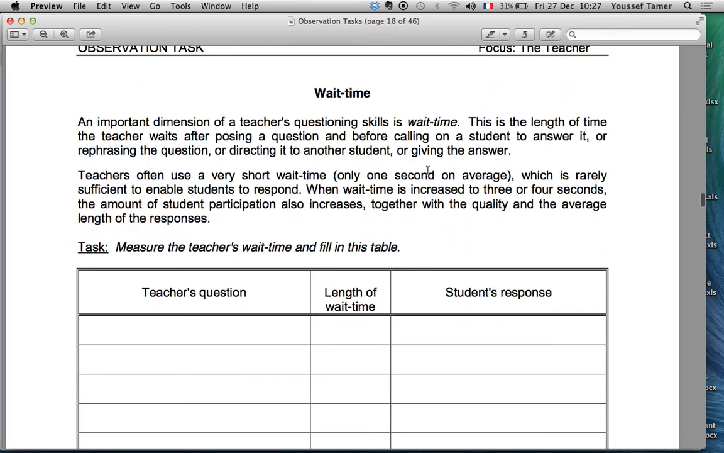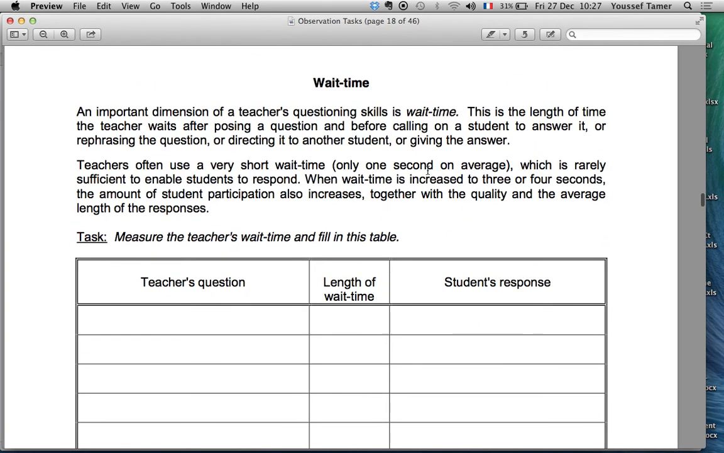Now, another category, wait time, which is very important. An important dimension of teachers' questioning skills is wait time. This is the length of time the teacher waits after posing a question and before calling a student to answer it, or rephrasing the question. Teachers often, and here is the issue, use a very short wait time, only 1 second on average, which is rarely sufficient to enable students to respond.